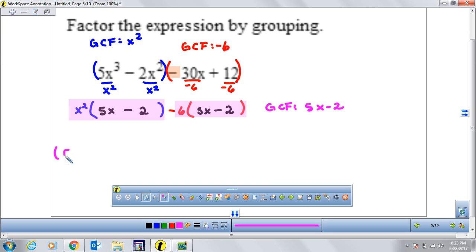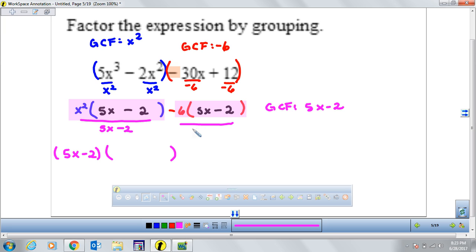And again, if I factor out the 5x minus 2 to determine what's going to be left inside these parentheses, we have to divide the 5x minus 2 from these two terms. And what's going to happen if I divide the 5x minus 2 from these two terms? It is going to cancel, it is going to divide out, right? It is going to reduce. So then what we have left inside of this parenthesis is x squared minus 6.